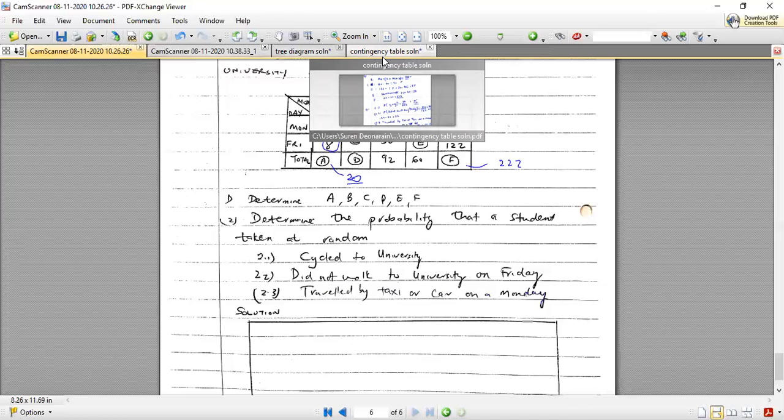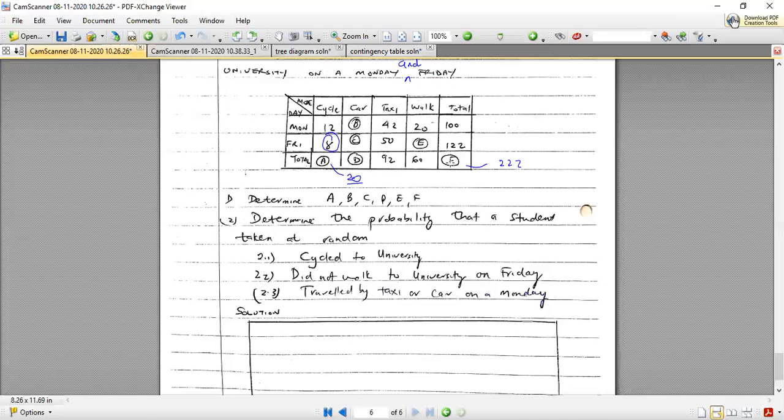If we look at our total number of students on a Friday, it's 122. And if we look at E, our answer for E is 40 from our previous calculation. So 122 minus 40 would be 82. So 82 students do not walk to university on a Friday out of the possibility of 122.